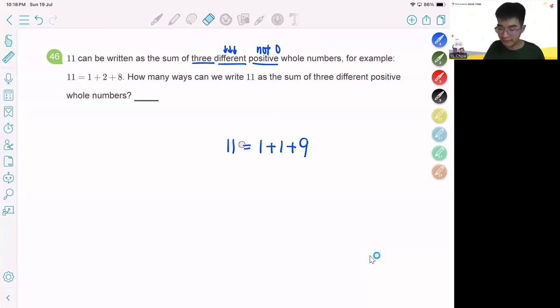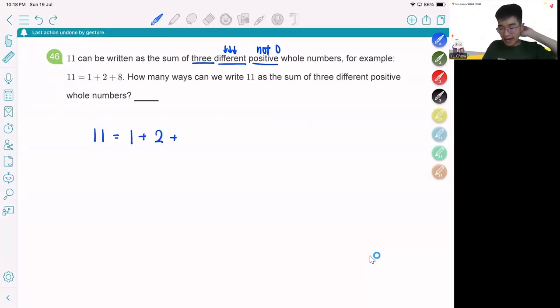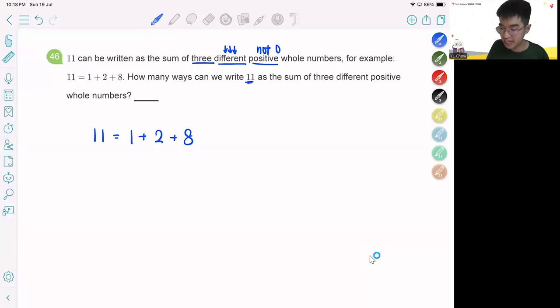So here's an example that the question gave you: 11 equals 1 plus 2 plus 8. Now, how many ways, including this way, can we write 11 as the sum of 3 different positive whole numbers? When we do the listing, take note of what counts as a repeated way and what counts as a new way.